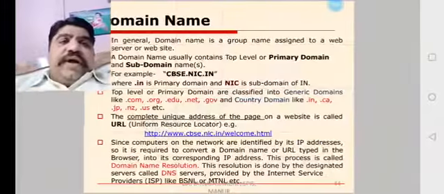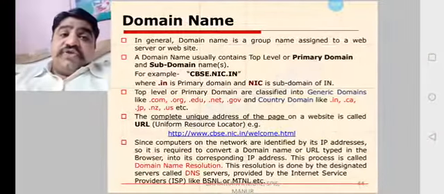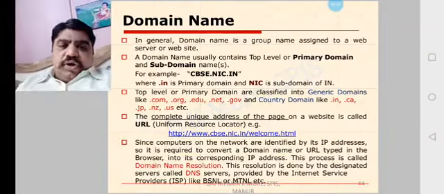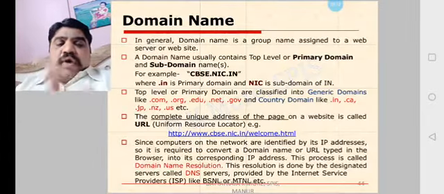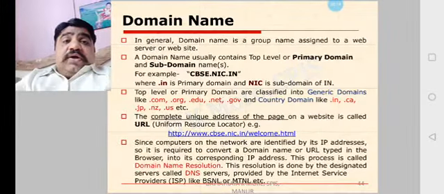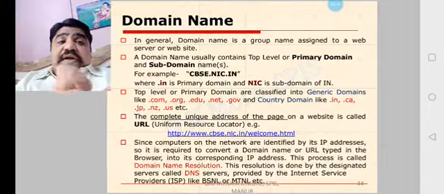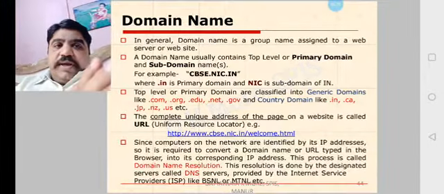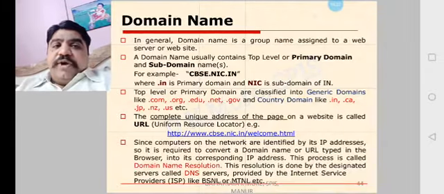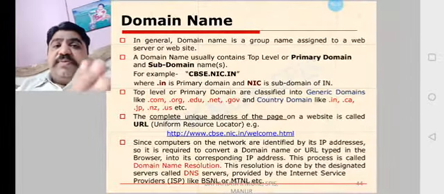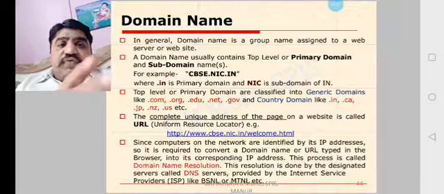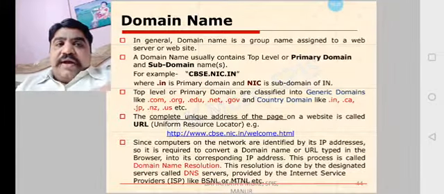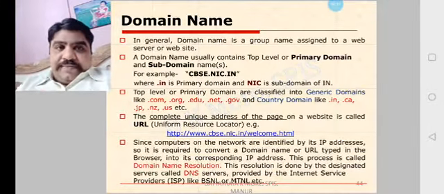Okay, let's move ahead to the domain name. That is also a very important thing. In short I will explain domain name and URL. A domain name is a group name assigned to a web server or a website. A domain name usually contains a top level primary domain or subdomain. For example, cbse.nic.in, where .in is the primary domain and nic is a subdomain of India.